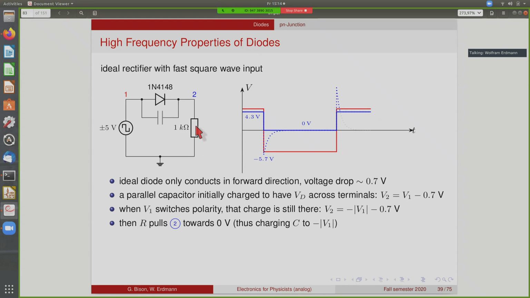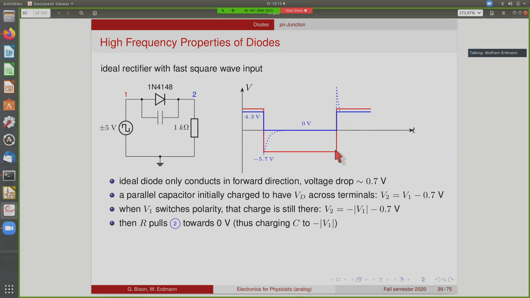But then the resistor starts pulling this point back to 0, and it does that with a time constant of R times C. So this R times this C, and it will slowly go back to this voltage. And at this point, it will of course also charge this capacitor to a much higher voltage. So here it was only charged to 0.7 volt, but now we charge it to minus 5 volts, because now we have minus 5 volt here and 0 volts on the other side. So after this has happened, the capacitor is charged to 5 volts.